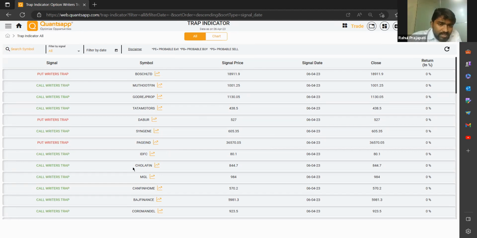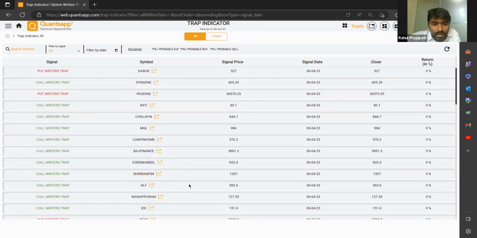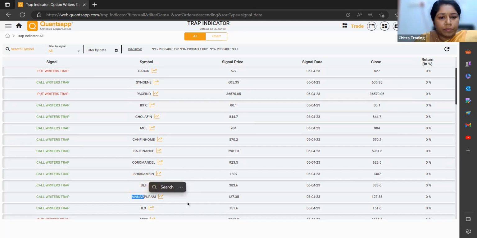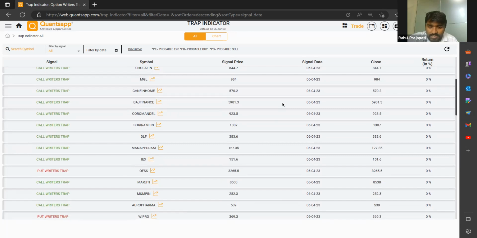You can see Cholamandalam Finance also gave a breakout yesterday. It's again in this list. Canfin Homes, Bajaj Finance, these stocks all moved up yesterday. DLF also moved up. All these calls are bullish stocks. Manappuram and IIFL, you can see this stock has also moved up 13% yesterday. So these are the stocks where the signal came yesterday.